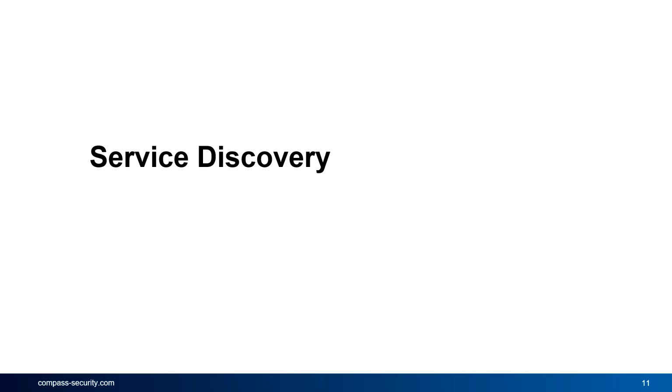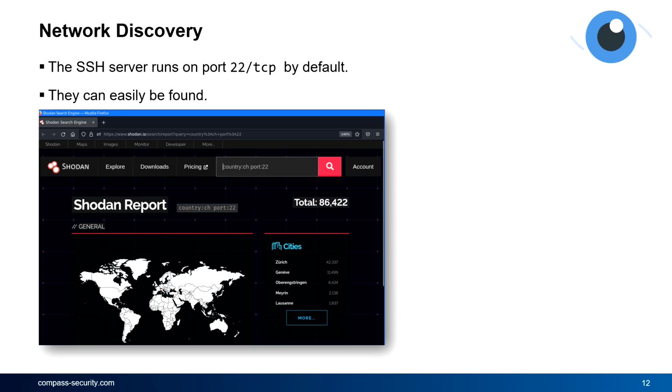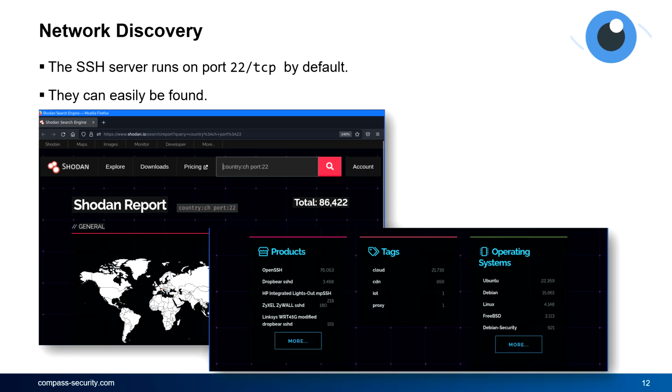Now some words regarding service discovery. The SSH server runs on port 22 TCP by default, so this means if you perform a port scan on this port in your network or on the internet, you can quickly identify some SSH servers. So this means they can easily be found. You can also check public sites that perform scanning of networks like Shodan, and this gives you a quick overview of which services are there.